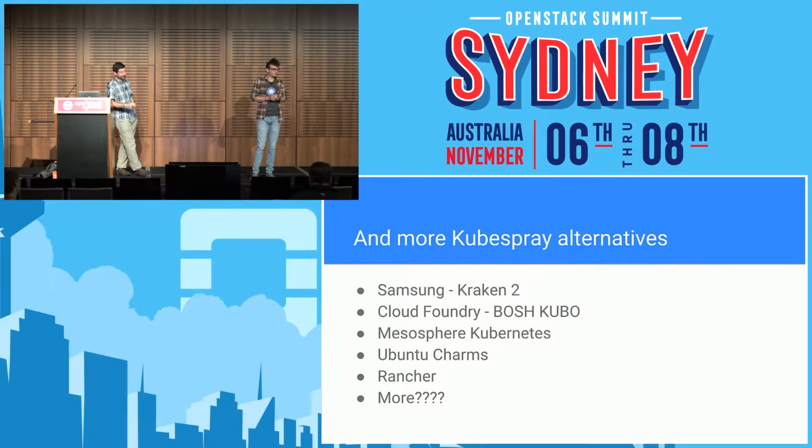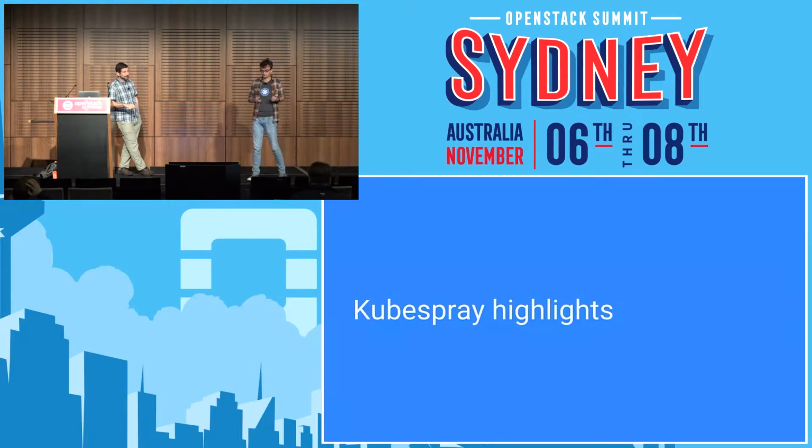So, a few more Kubespray alternatives. How can you deploy Kubernetes in a different way with different tools? There's a tool named Kraken by Samsung, BOSH Kubo by Cloud Foundry, Mesosphere Kubernetes, Ubuntu Charms, Rancher, and multiple other options, including Docker, for example. It's not available yet, but a few weeks ago Docker presented in Copenhagen the ability to run Kubernetes in a native way, in the same way as you can run Swarm today with Docker.